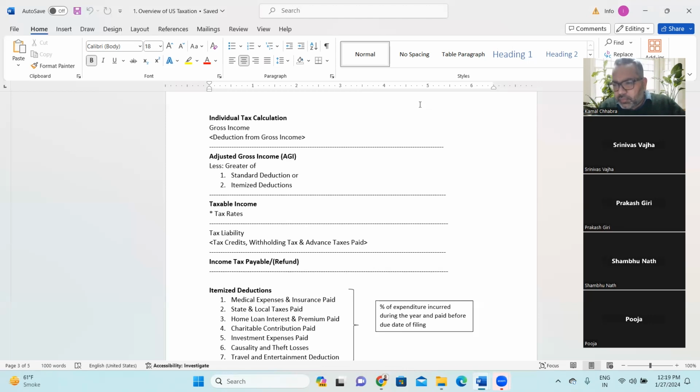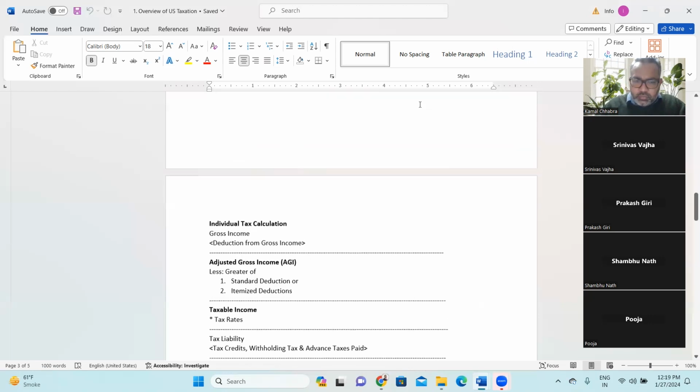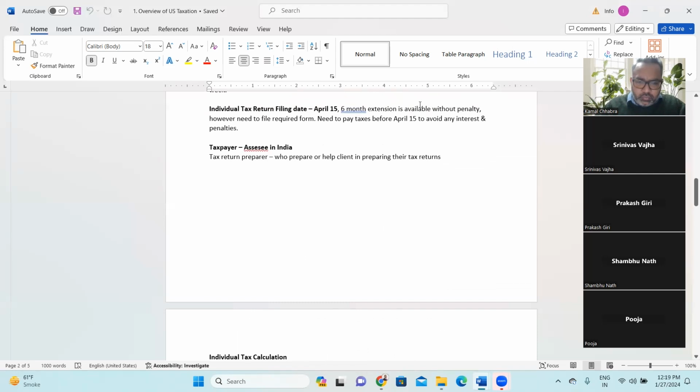And this tax return preparer, that is different, no? Sorry, your voice is not clear. Tax return preparer, the previous point that you mentioned, you said taxpayer is an assessee in India, whereas a tax return preparer is someone who helps the client. Yes. So a tax return preparer is a CPA or enrolled agent. So only 2 people. Okay. Yeah, right. Thanks for pointing out. Sorry, I missed explaining this.